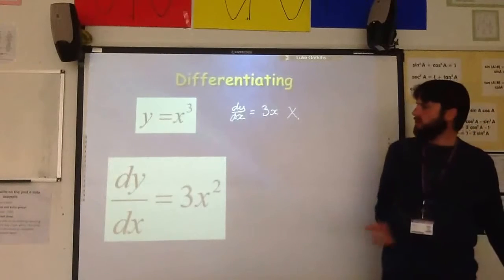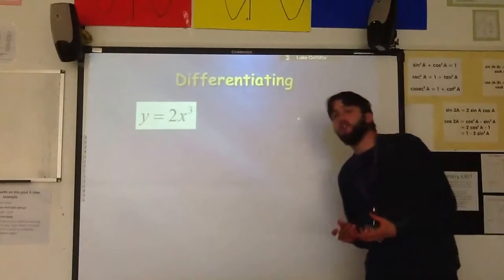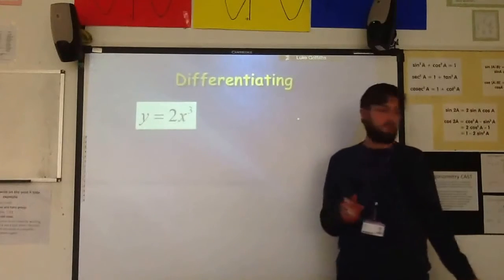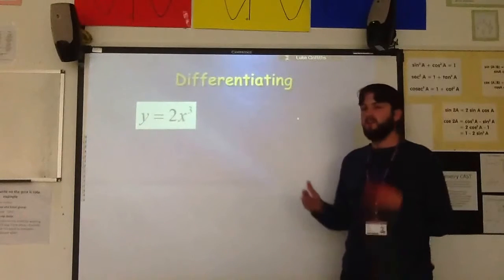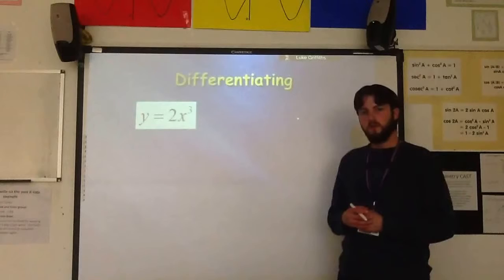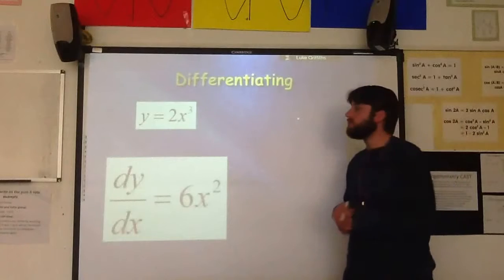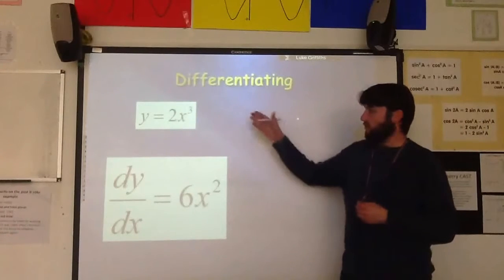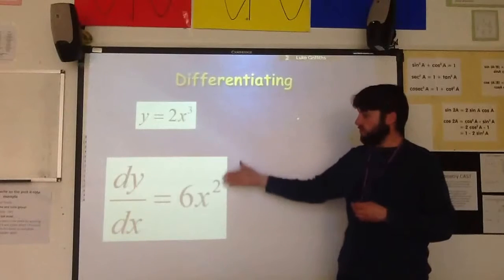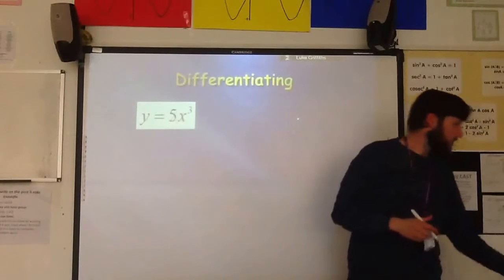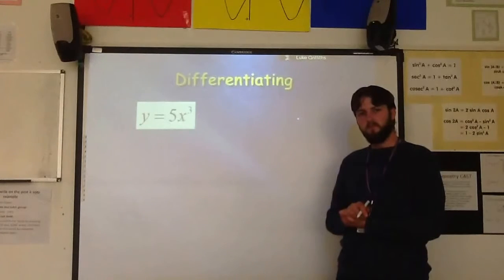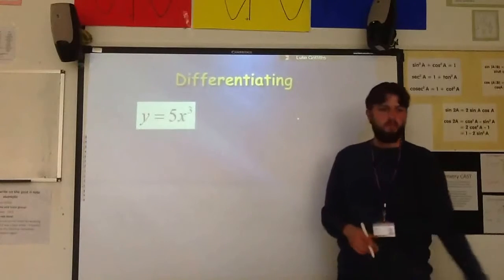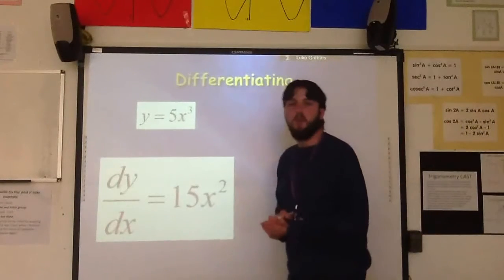So let's try a few more with x cubed and see what else we discover. If y is equal to 2x cubed, what do you think the gradient function is going to be? For y equals x cubed, it was 3x squared. What do we think it will be for 2x cubed? The answer is 6x squared. So just like with y equals x squared, if we double the function, we double the gradient function. So what's it going to be for 5x cubed? That's right, we're going to get 15x squared.